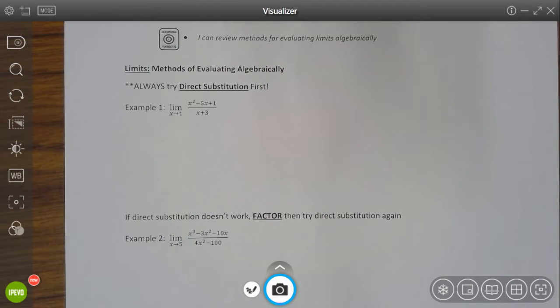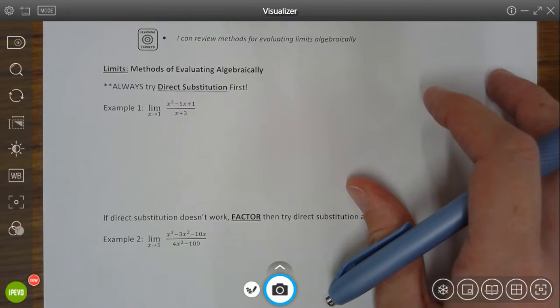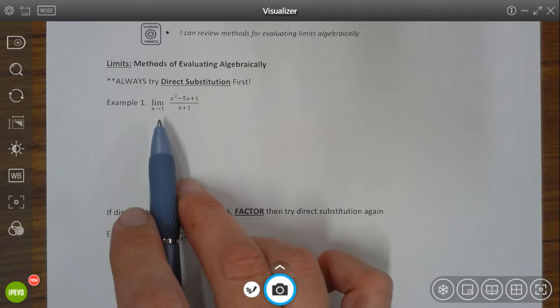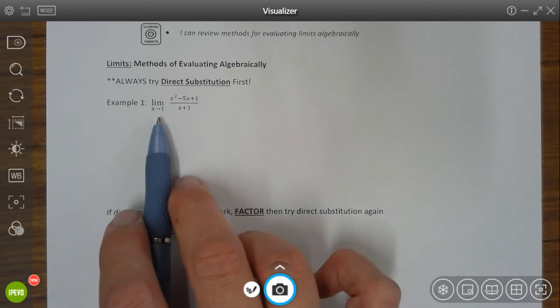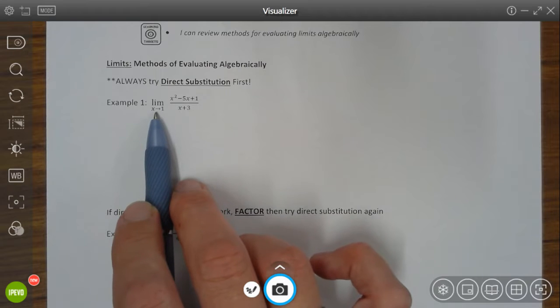Hi everyone. I figured we would do a little bit of a limits review. One, because the final exam's coming up, and two, because next week we're going to be doing a little bit of work with something called L'Hopital's rule, which has to do with limits. So way back in chapter 1, we talked about how to find the limit of a function.